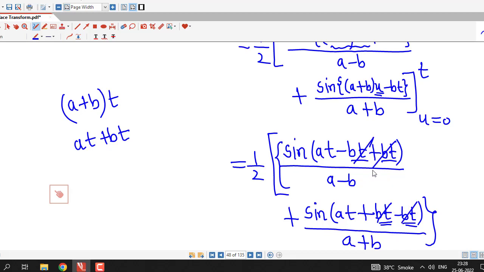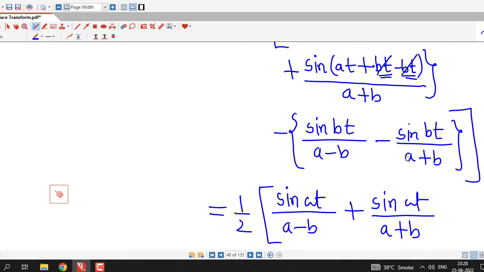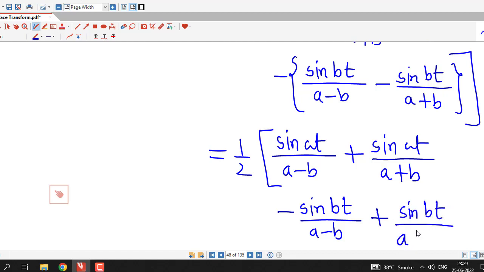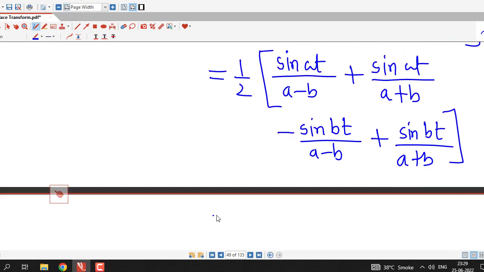After we cancel out this, we have sin(at)/(a−b) and sin(at)/(a+b). So first I write this, sin(at)/(a−b), sin(at)/(a+b), and here we take this negative sign inside the bracket, and we will have −sin(bt)/(a−b) plus sin(bt)/(a+b). So we have obtained this after we put the upper limit and lower limit.